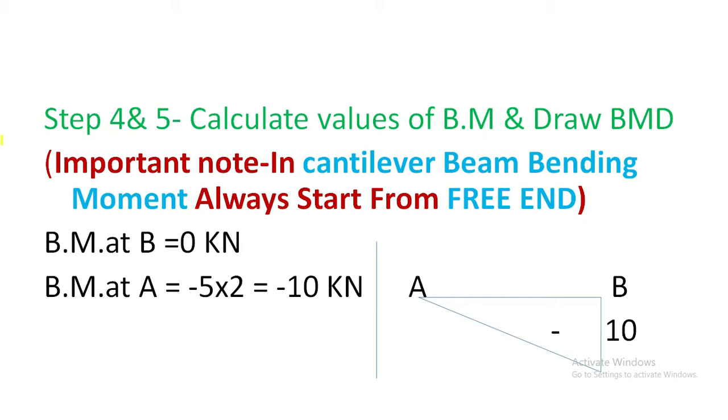While drawing the bending moment diagram, bending moment of B is 0 and bending moment of A is -10, and then draw a vertical line below the baseline and it should be joined with an inclined line, because in A and B there is no load present, so it should be joined with an inclined line. So this is the first problem of the shear force in a cantilever beam. In a cantilever beam, the important note is that the bending moment always starts from the free end.